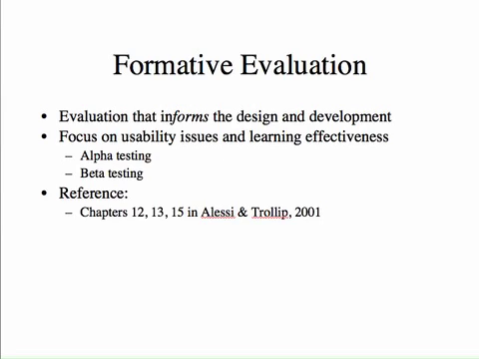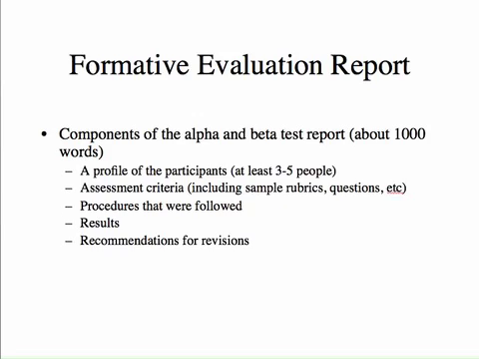And so for this class in particular, we're looking for both an alpha test and a beta test. If you're looking for some good references about this, chapters 12, 13, and 15 in the Alessi and Trollip book are really good for this. The entire report, which is going to contain an alpha and beta, for this class should be about 1,000 words. And it's going to contain some basic elements.